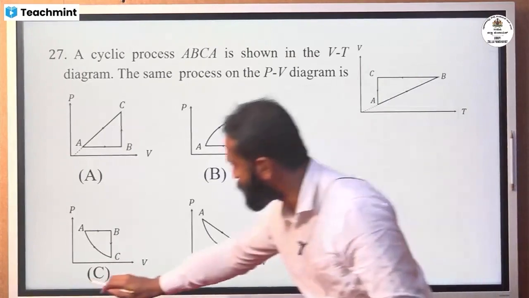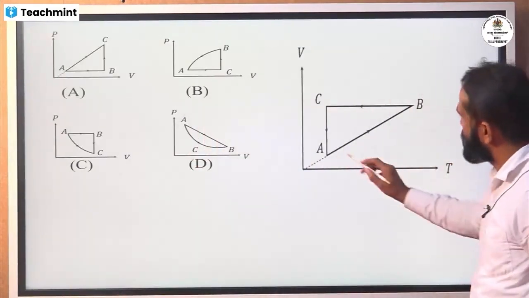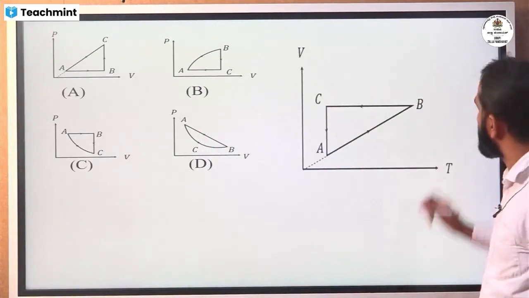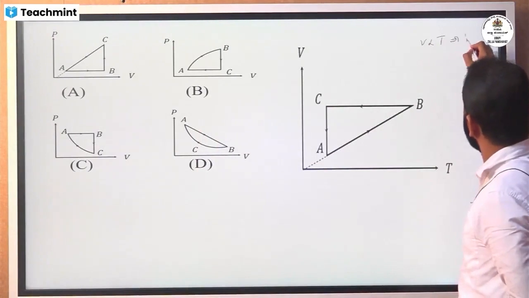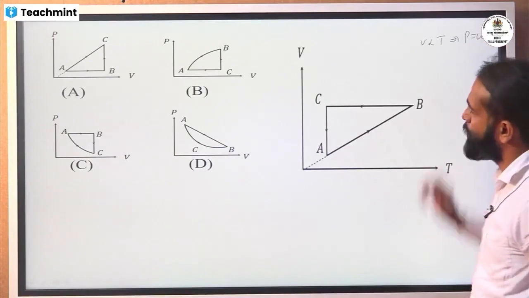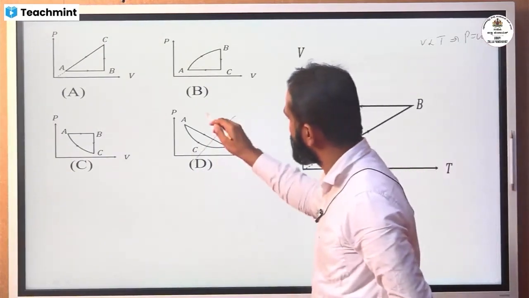So let me show one more slide. So A to B, the relation between volume and temperature is linear. That means V is proportional to T, which implies that pressure is constant. From A to B, the pressure must be constant. So we can rule out option D.